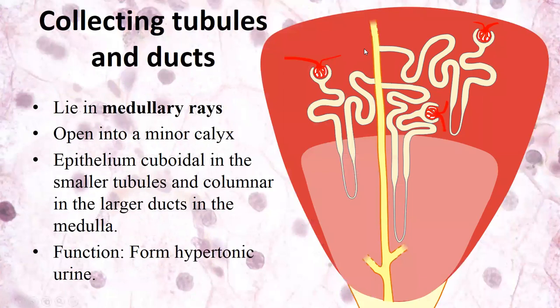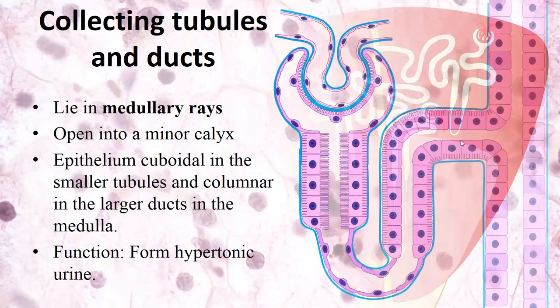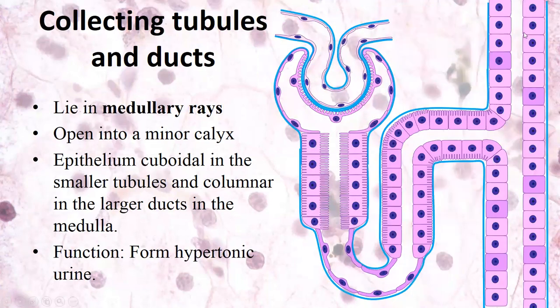And after absorption of salts, urine goes to the collecting tubules and ducts. They lie in the medullary rays, and they open to the minor calyx. And in the upper portions, they have simple cuboidal epithelium in the smaller ducts, and in the larger ducts, there is columnar epithelium. Here we can see a collecting duct in the smaller ducts in the upper parts of the kidneys. In the cortex, they have cuboidal epithelium. In the lower parts, they have simple columnar epithelium.